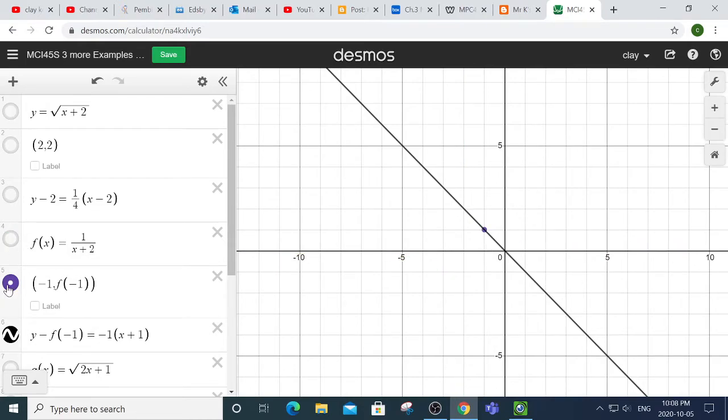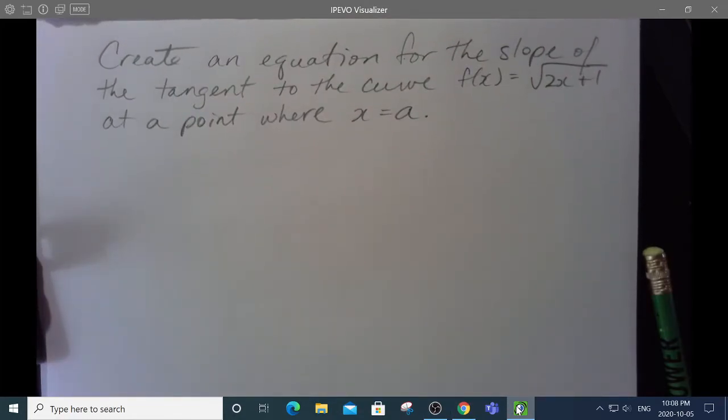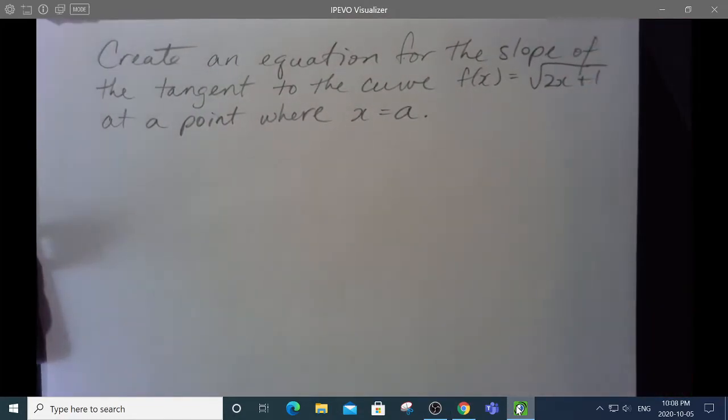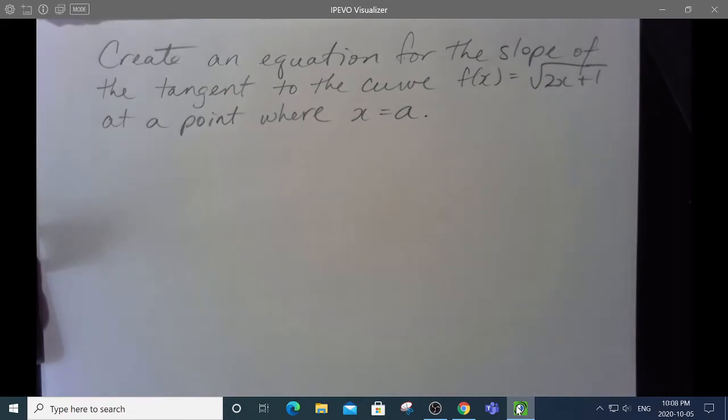Okay, one more example, and this one's going to be a little different. This one's a little strange compared to the other ones. So check this one out. Create an equation for the slope of the tangent to the curve f of x equals square root of 2x plus 1 at a point where x equals a. Aha! We're not actually giving you a number here, so we're going to end up with a formula that has a in it. So feel free to give it a try. Pause the video and try it. I'll have a sip of my drink.